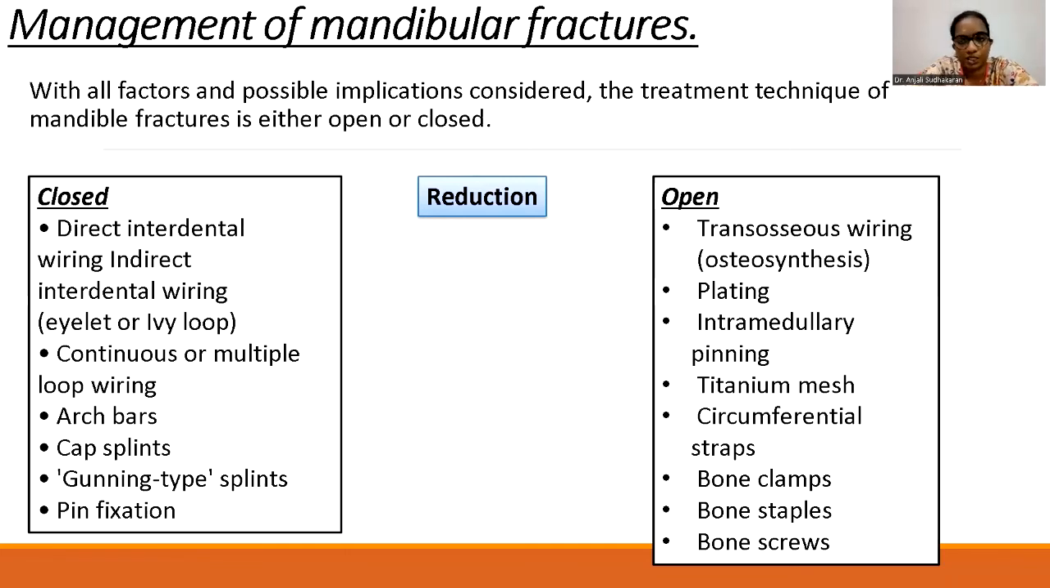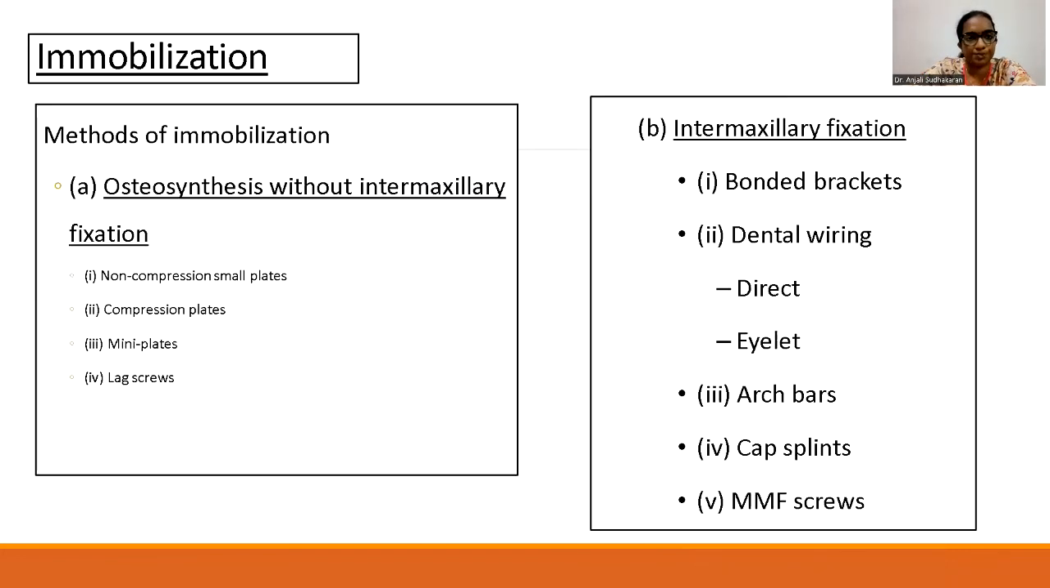In open reduction, you put an incision, you open up the fracture, and you can put a transosseous wiring, you can put a plate, you can put a rigid or a semi-rigid fixation, you can do intramedullary pinning, you can use a titanium mesh. If there is bone loss or there is a defect, you can use a titanium mesh. You can have circumferential straps, bone clamps, plates, and screws.